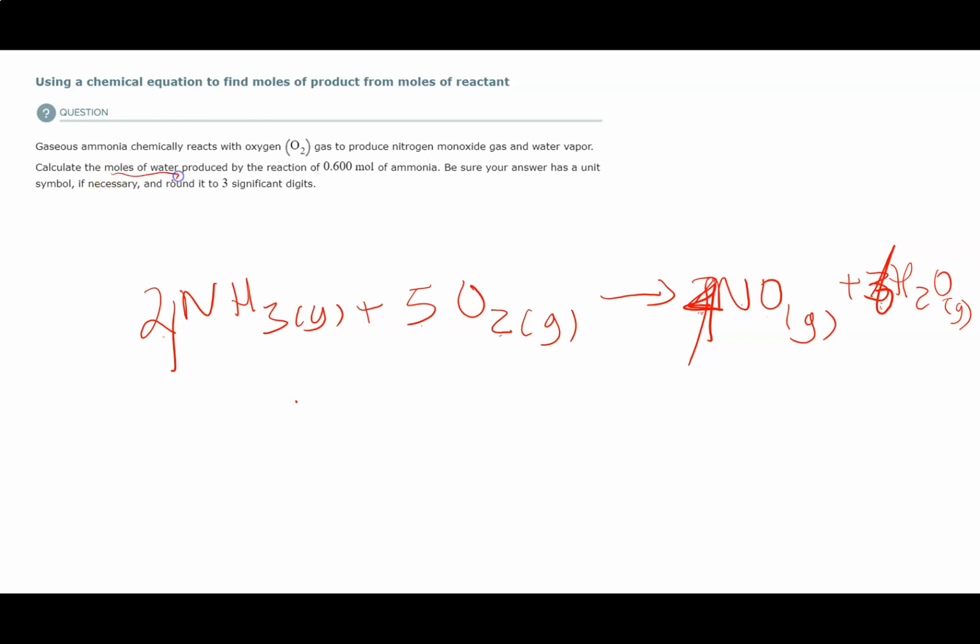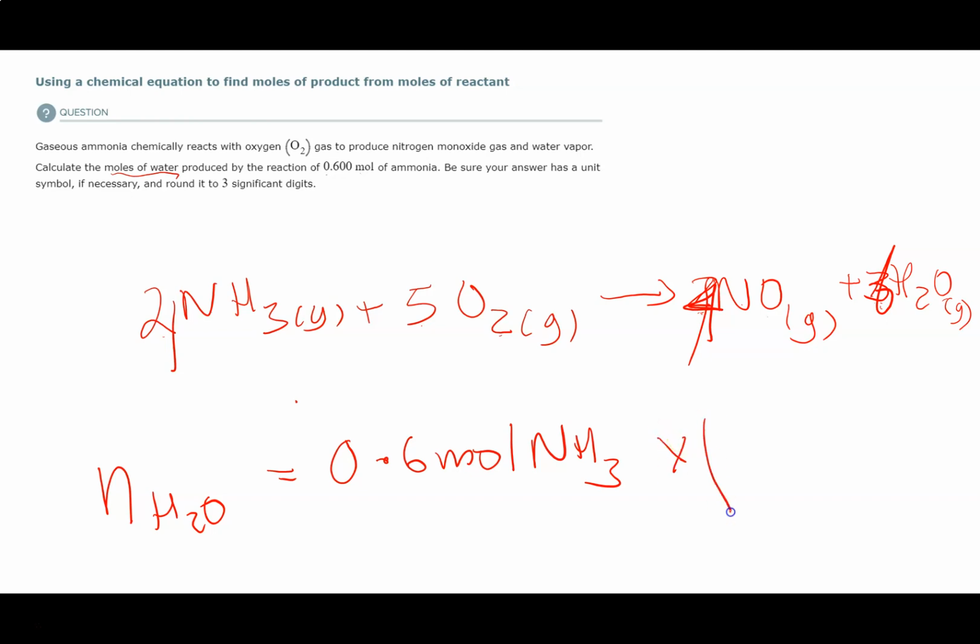So now it says calculate the moles of water vapor. So I want the number of moles of H2O produced by the reaction of 0.6 moles of ammonia. So I got 0.6 mole of ammonia, and I want to turn that into moles of water vapor. So I've got to multiply by the mole ratio. So I want moles of H2O on the top, and I want moles of ammonia on the bottom, and now I've got to pull out my coefficient. So it's 6 moles of water for every 4 moles of ammonia. Moles of ammonia cancel out, leaving moles of water.